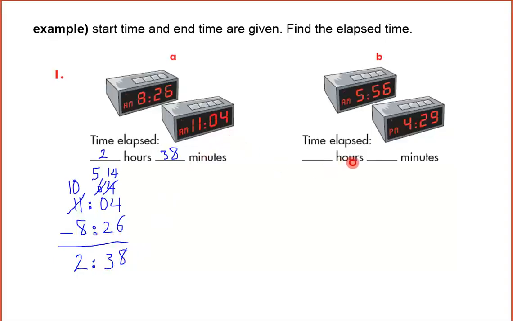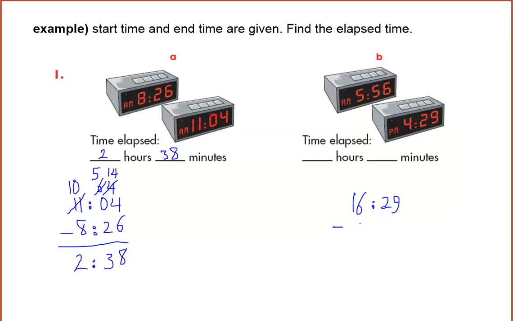Okay, another one. The start time and end time are given. Elapsed time is asked. Okay, so here we have PM, here we have AM. I turn this PM into the 24-hour format. So instead of writing 4:29 p.m., I write 16:29.